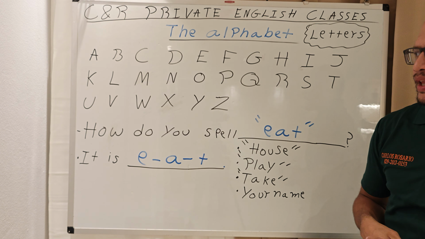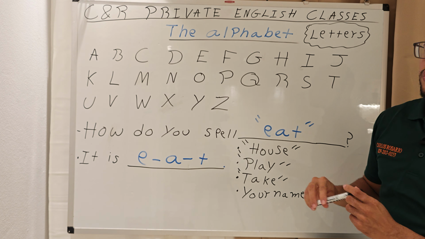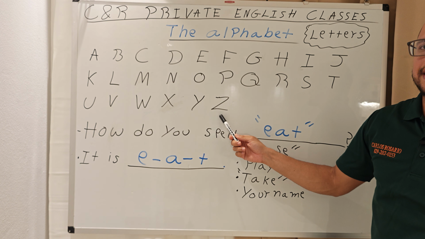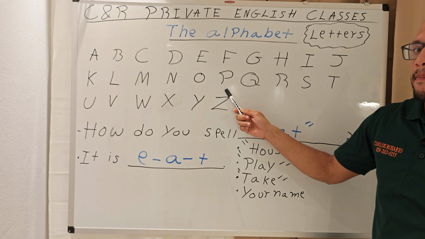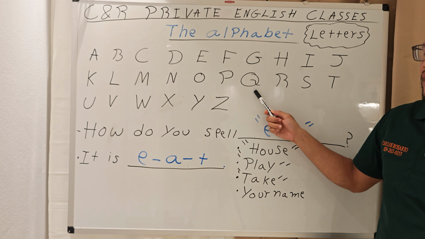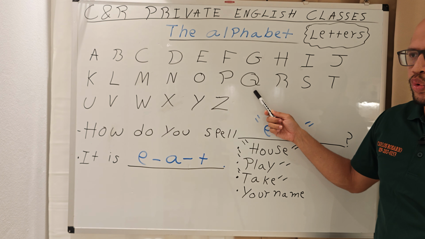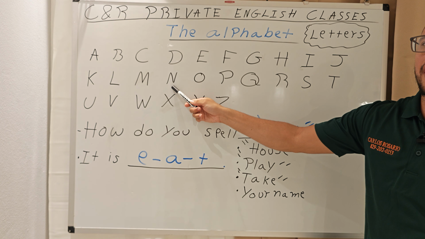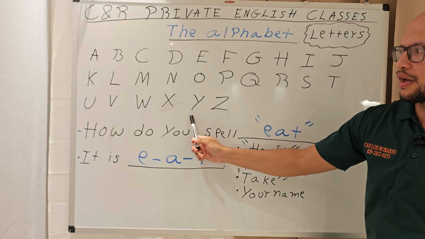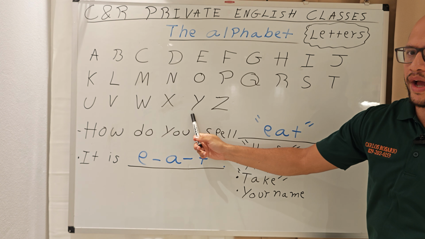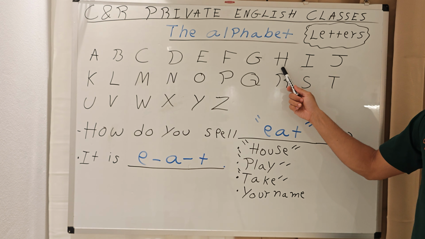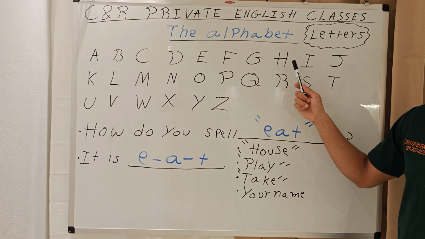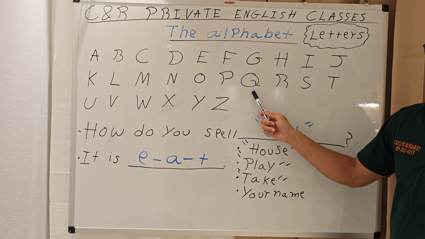Help me with this. How do you pronounce this letter? Z. Here. P. Q. N. Y. X. H. Q.